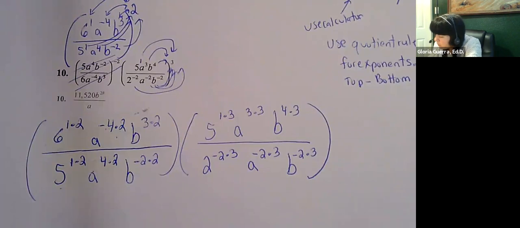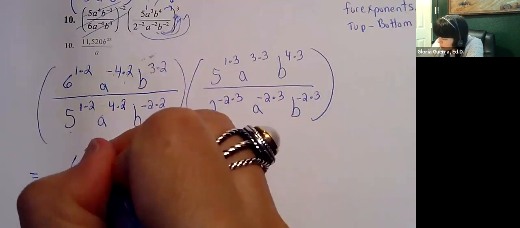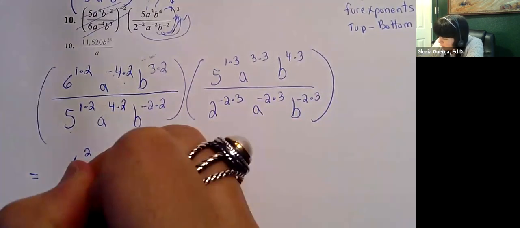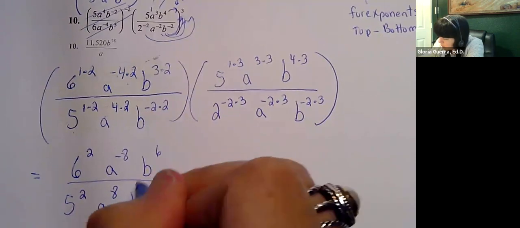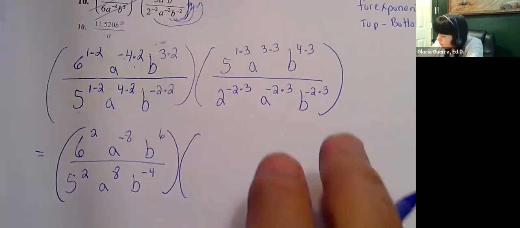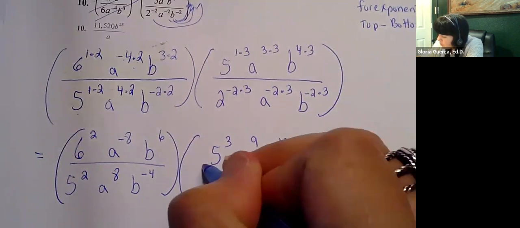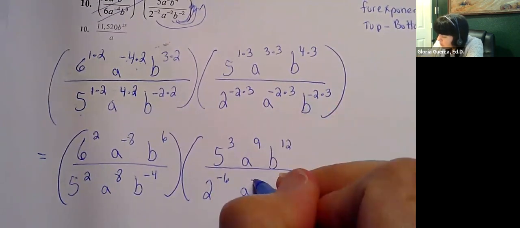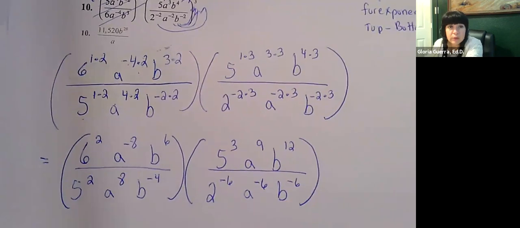Okay. All right, so now when I start multiplying all that out, on the 6, 1 times 2 is 2. On the A, -4 times 2 is -8. 3 times 2 on the B is 6. 1 times 2 for the 5. 4 times 2 is 8. The B, -2 times 2 is 4. Okay, on the 5, 1 times 3 is 3. On the A, 3 times 3 is 9. On the B, 4 times 3 is 12. On the 2, -2 times 3 is -6. A, -2 times 3 is -6. On the B, -2 times 3 is -6. Okay.